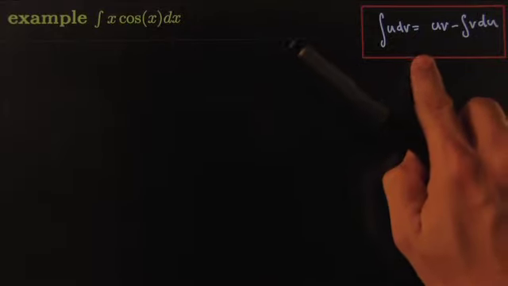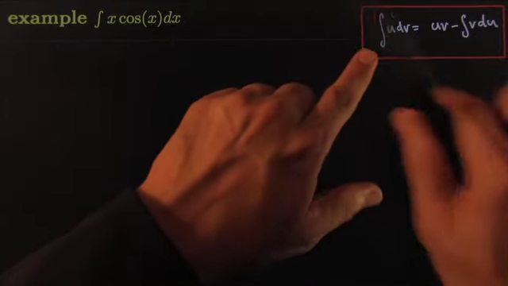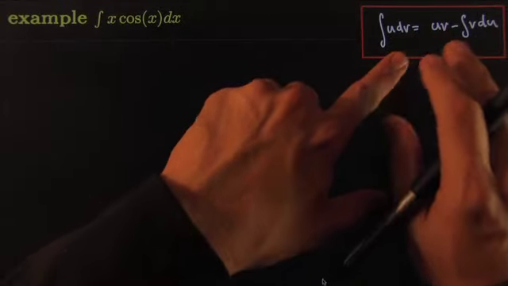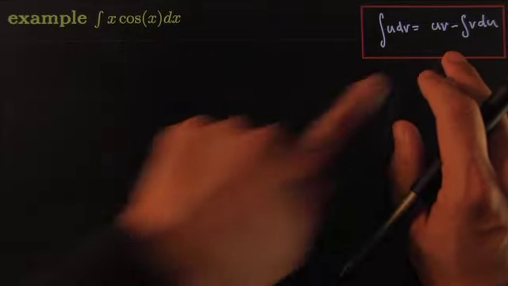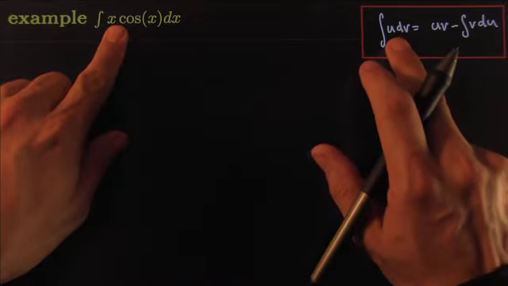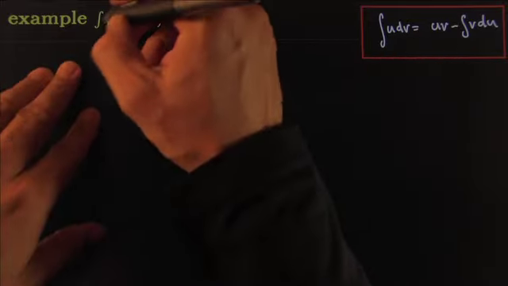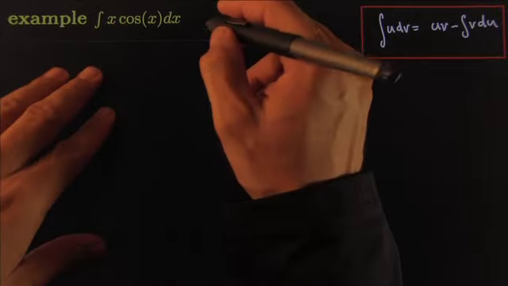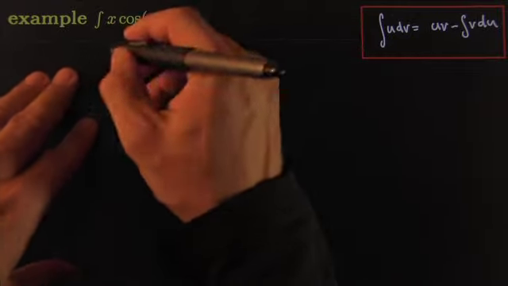Alright, so I posted a little floating note. I kept it up here so we can always refer to it. We're going to see how that applies here. The main idea is to turn this into the left side, a u and a dv. So you can always think about these things as items in some sort of bucket.